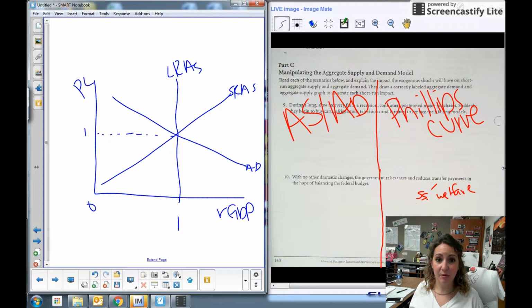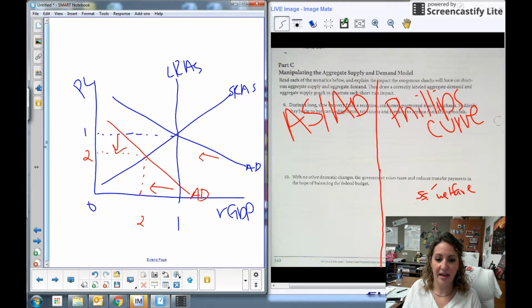We have less disposable income. We're going to be spending less. Aggregate demand is going to shift to the left, causing a recessionary gap. Maybe that was our situation, number one. Maybe that's what happened to cause us to be in a recession in the first question. So both price level and real GDP will fall, and it'll be a movement on our Phillips curve.